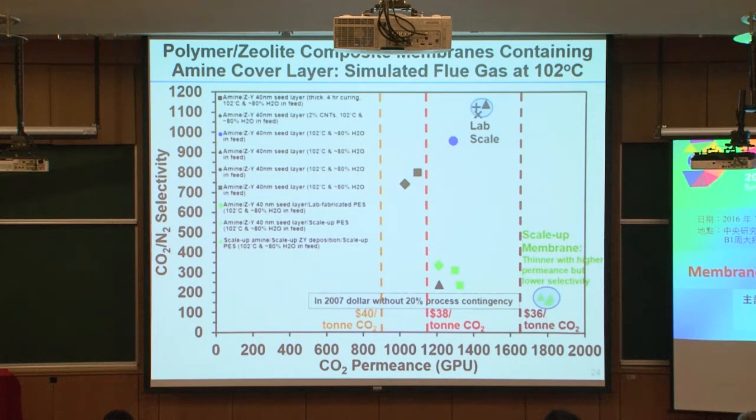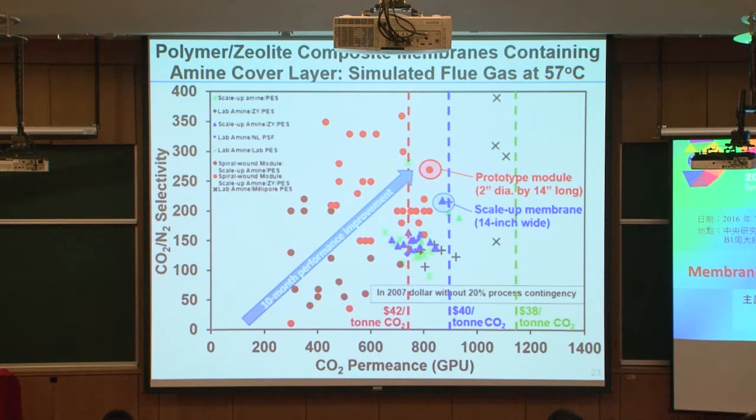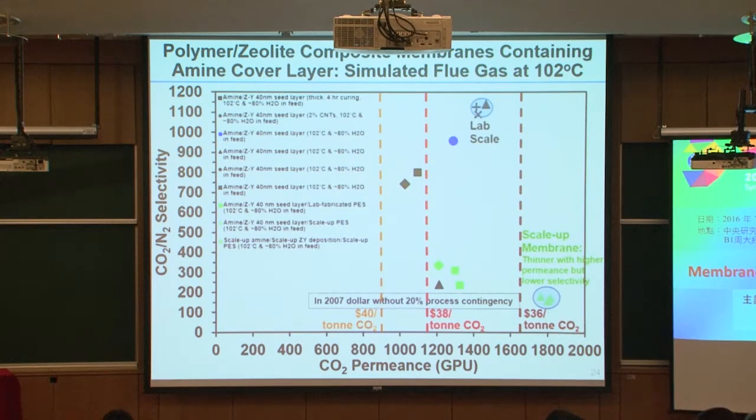Okay. But let me pick up a little bit. So far we all run at 57 degrees Celsius, which is the typical flue gas temperature. But if we run at a higher temperature, if we control the flue gas temperature, which can be done through controlling the temperature of the flue gas desulfurization unit, and let's say at a higher temperature, then our performance increases almost double. You can get up to close to 1800 GPU. At 1800 GPU, the cost is going to drop down to $36. Okay, but still $37. Still costs some money.